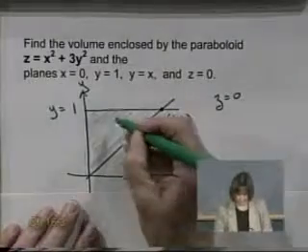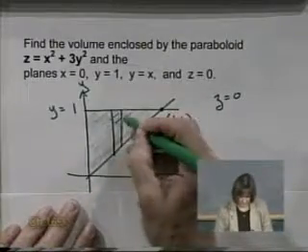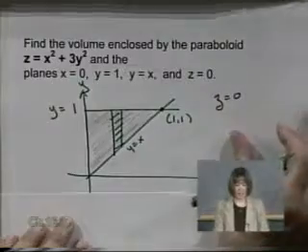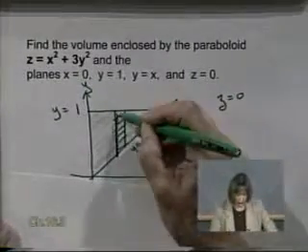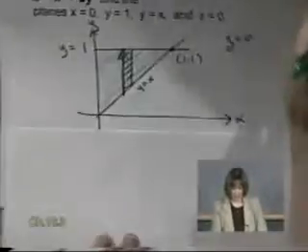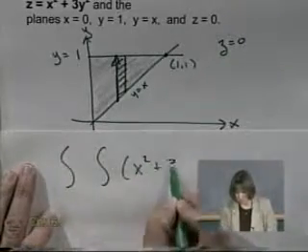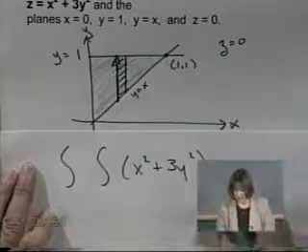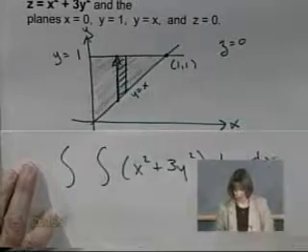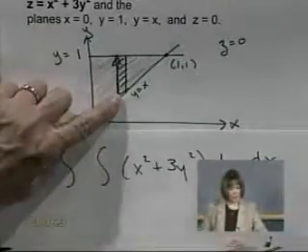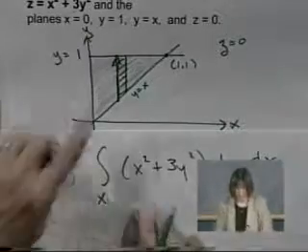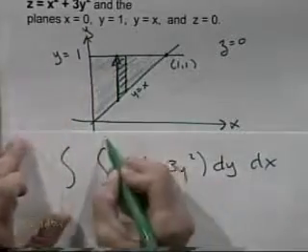Perpendicular to the x? So I say, what is y ranging from? All right, now the integral, it's a double integral. The function is x squared plus 3y squared. You want to go with respect to y first and then with respect to x. So the lower bound is y equals x. The upper bound is y equals 1.